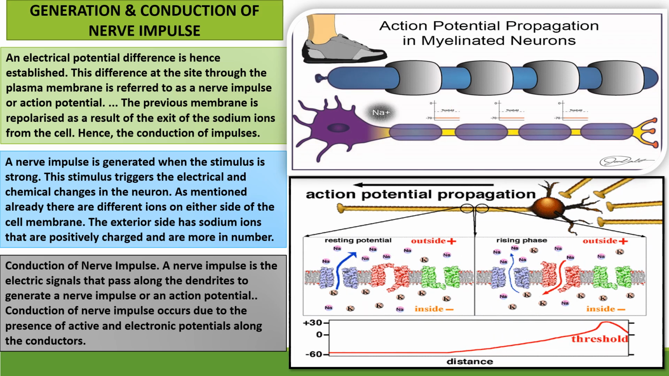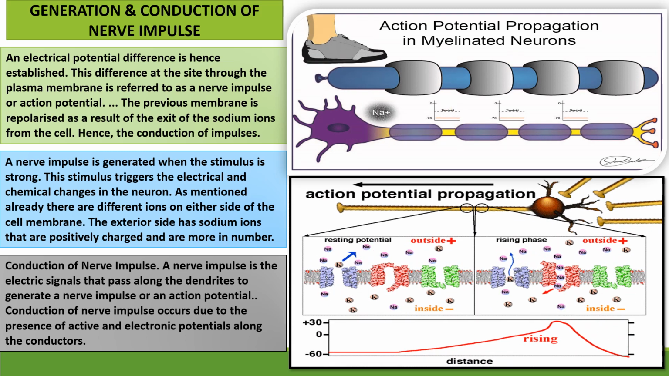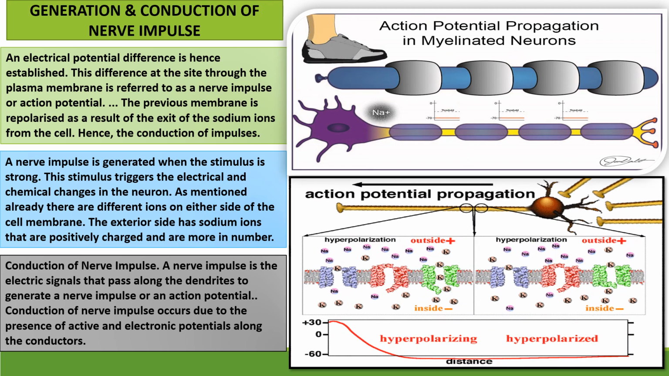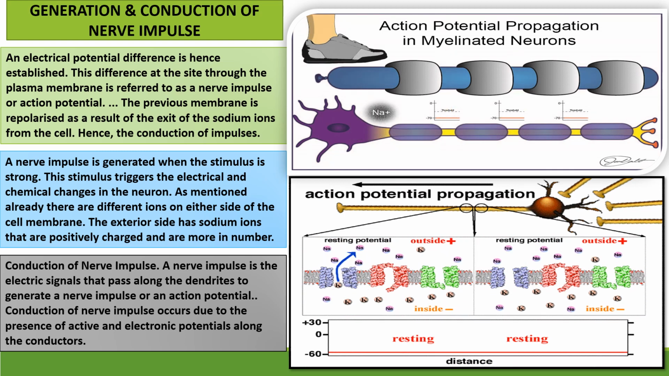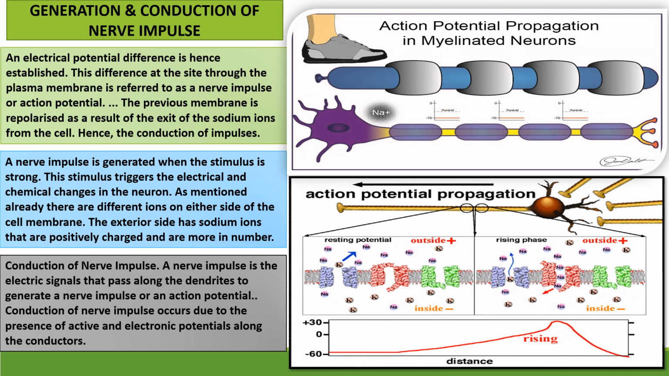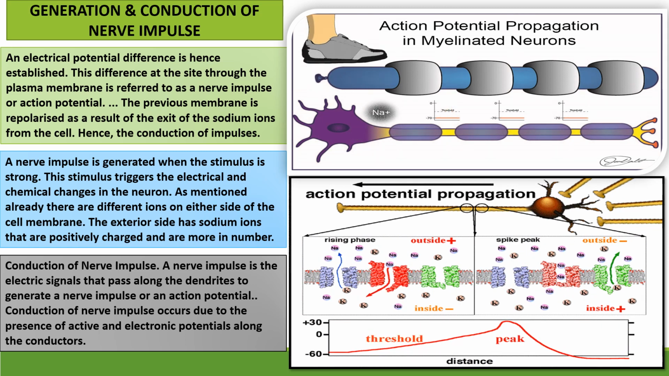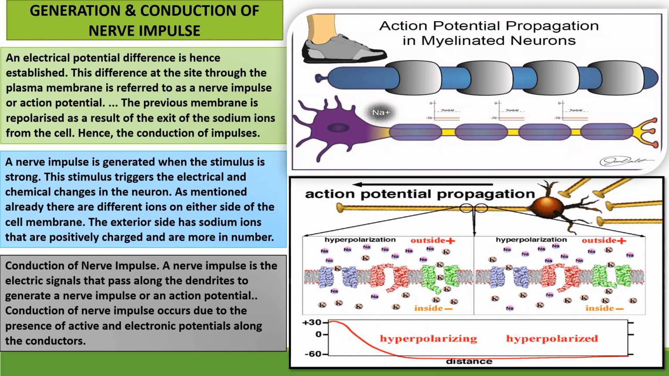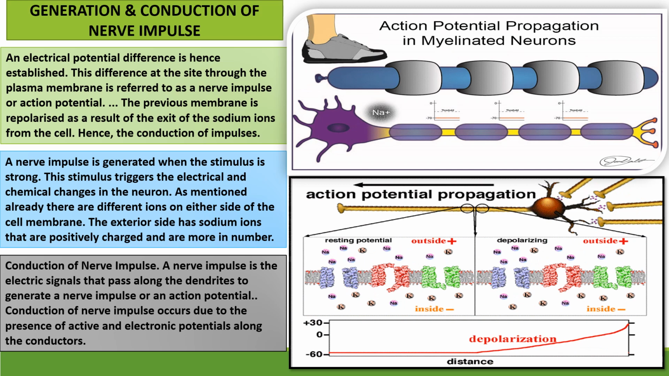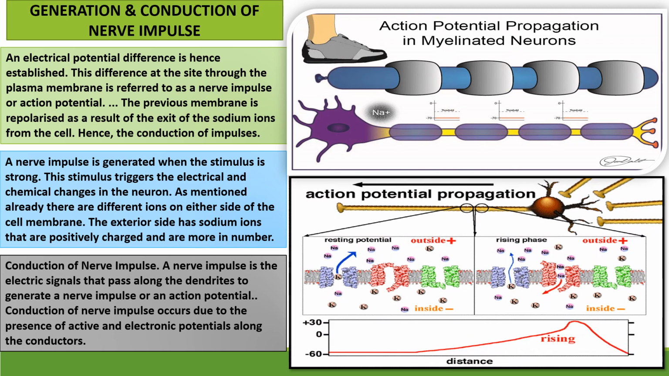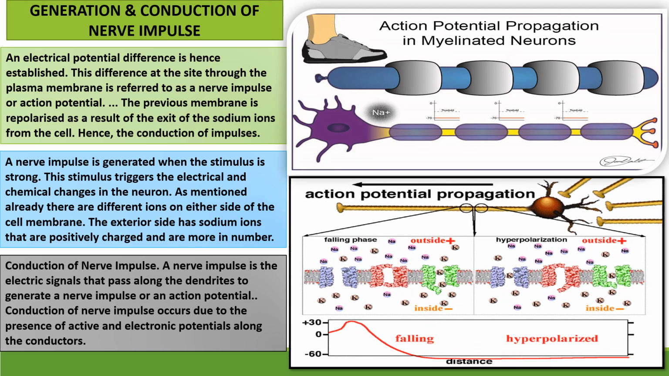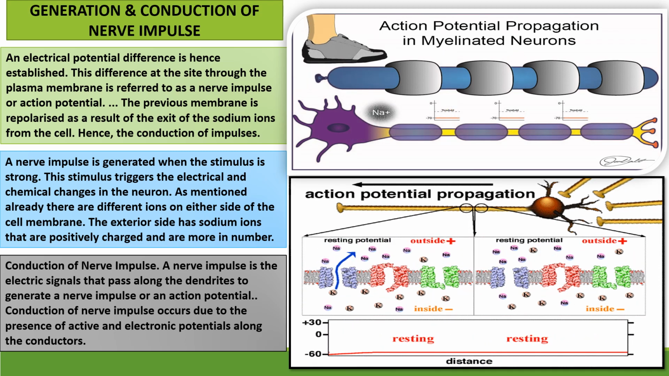So first, we are discussing generation and conduction of nerve impulse. Before starting this discussion, you have to know what is nerve impulse. The generation of an electrochemical wave of depolarization or action potential due to the effect of a threshold stimulus, and the self-propagation of the wave along the neurolemma of the nerve fiber, is known as nerve impulse.